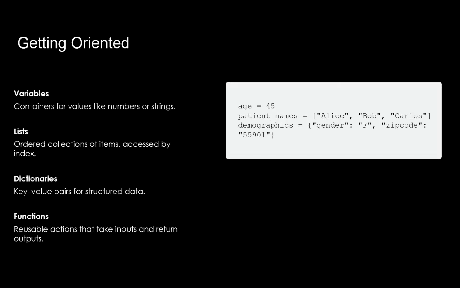Next is a dictionary. Now, a dictionary is slightly different than a list because it has key value pairs of structured data. So this is a pair that you see in the example of gender and then the letter F. And so here in demographics, that is me creating a dictionary as an example where we can go and look up what is the value that we have associated with the key of gender or the key of zip code.